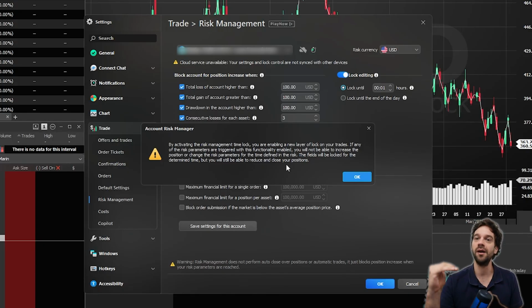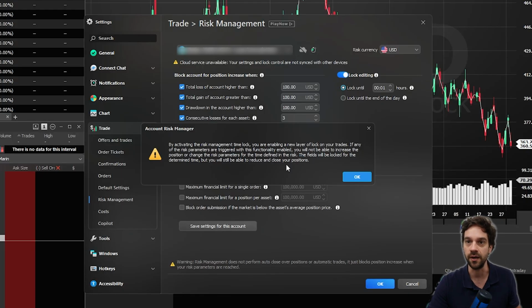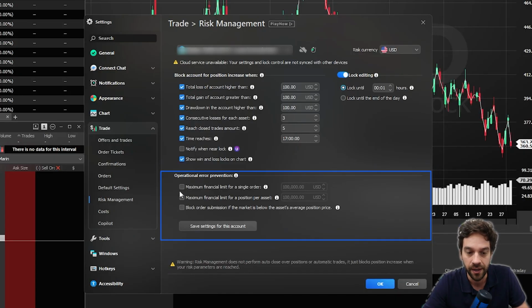So this is another layer that, guys, if you for some reason reach one of the items here, you won't be able to change and continue trading, do revenge trading for at least the end of the day right here, or 1 hour or 2 hours. Okay, so this is another feature, like prevent operational errors, right?